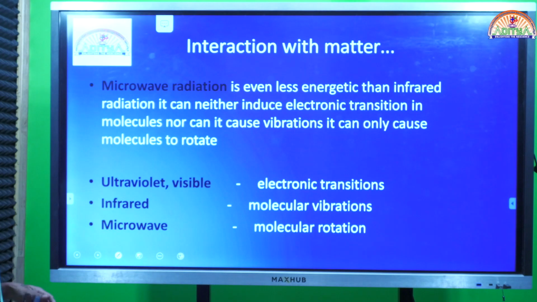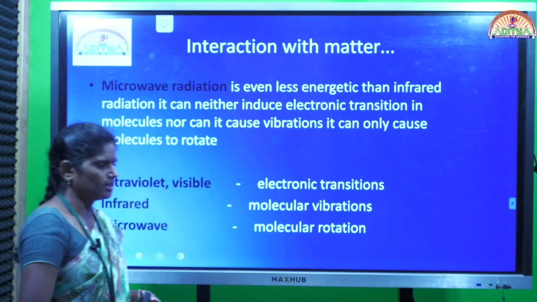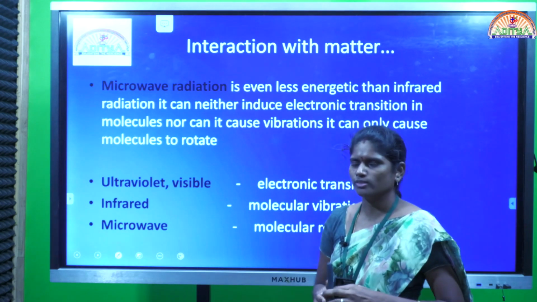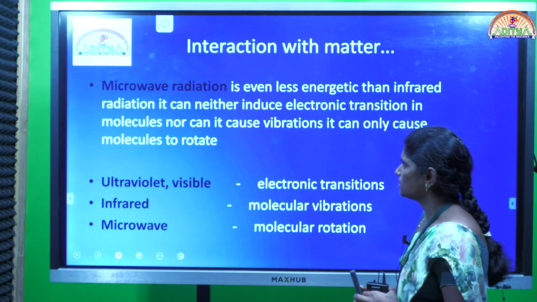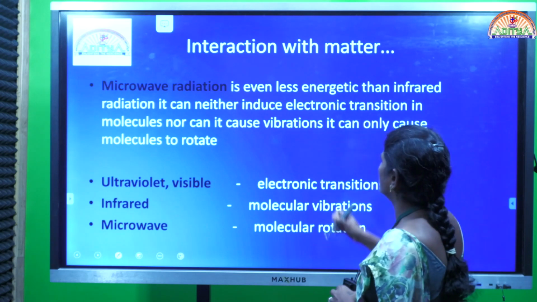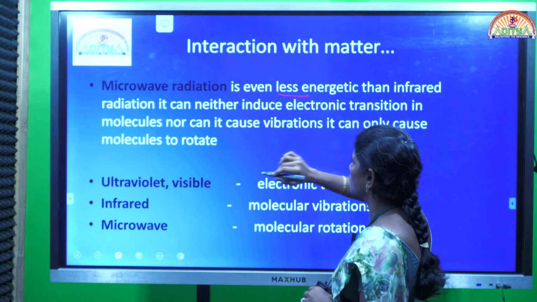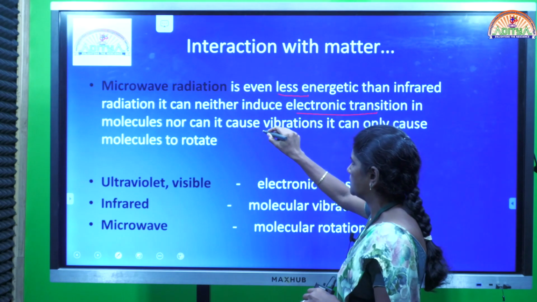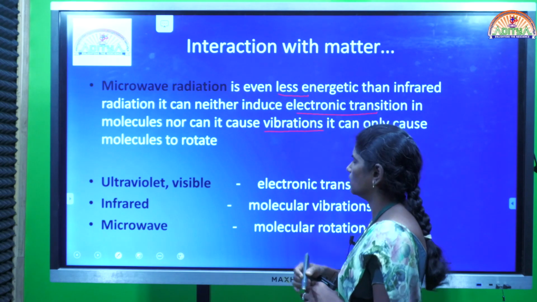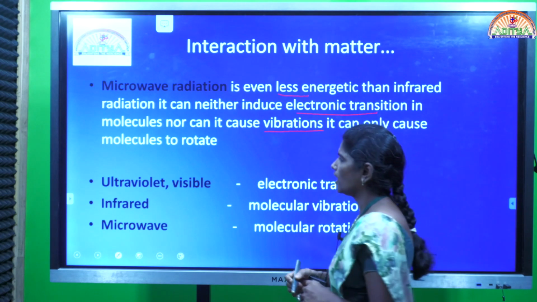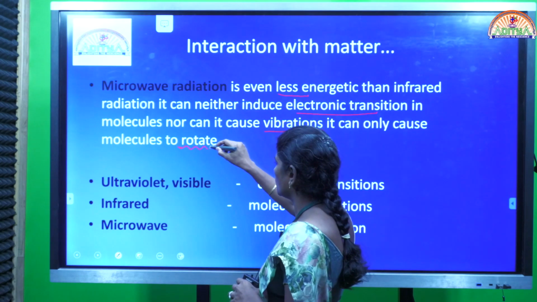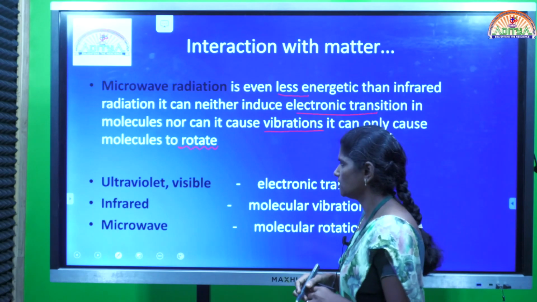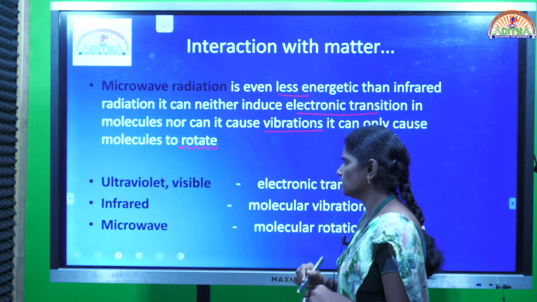So you can see here, microwave radiation is the radiation in the EMR which has a very small amount of energy because of its long wavelength. Because of its low energy, it will neither induce an electronic transition in the molecules, nor can it cause vibrations in the molecule. Microwave can only allow the molecules to rotate upon its interaction. So microwave radiation, being the less energetic radiation, will cause rotations in the molecules.